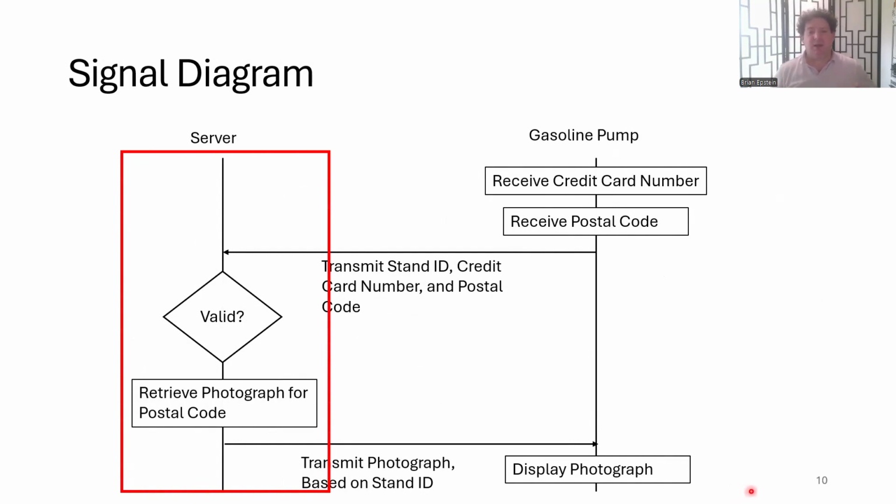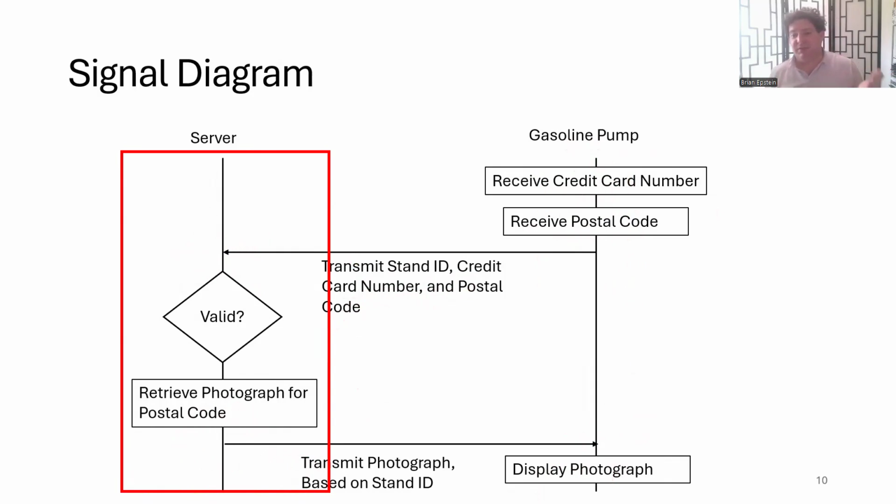Okay, so we're not going to claim these things that occur at the gasoline pump, right? Displaying the photograph. We're not going to claim receiving this information. We can claim it here, right? If we say receive credit card number and postal code, that's okay. This is where it's received. And we can say transmitting the photograph because this is where it's transmitted. But we don't want to claim anything that occurs outside of the box. Well, how do we do that?